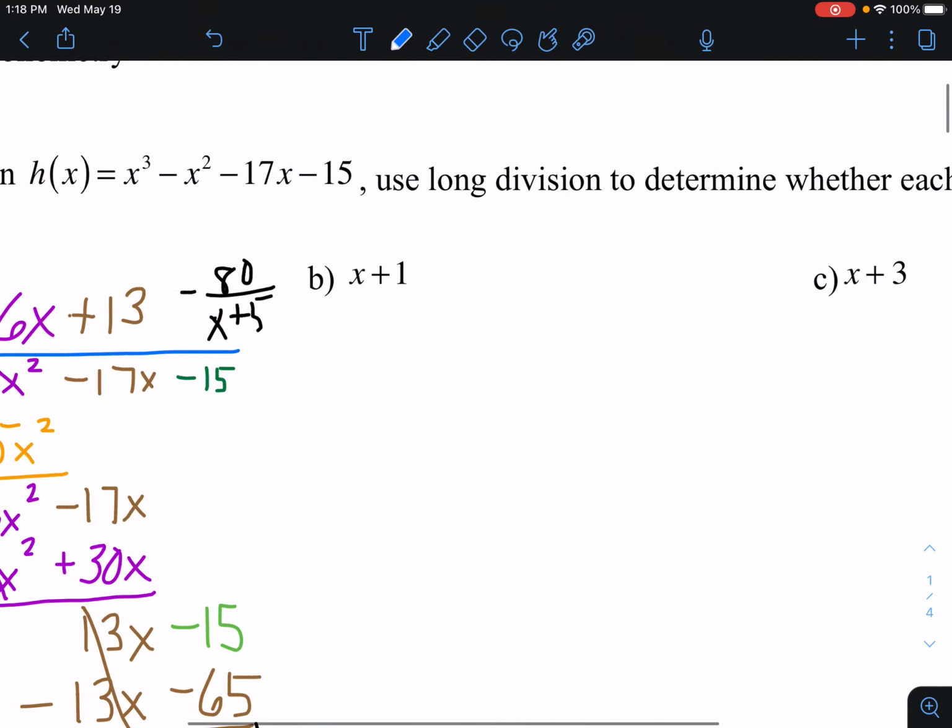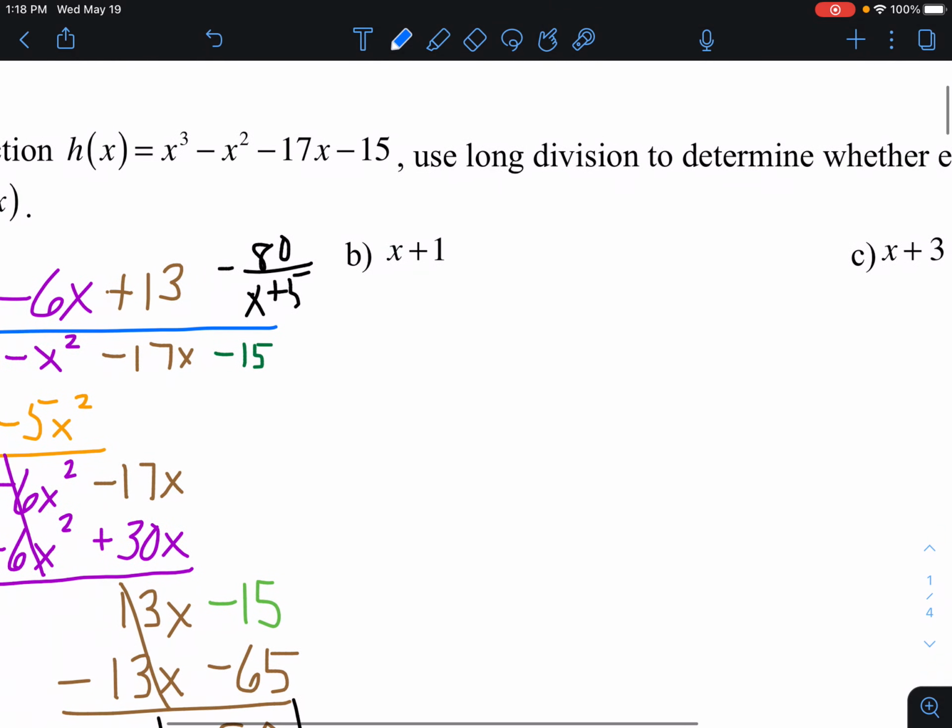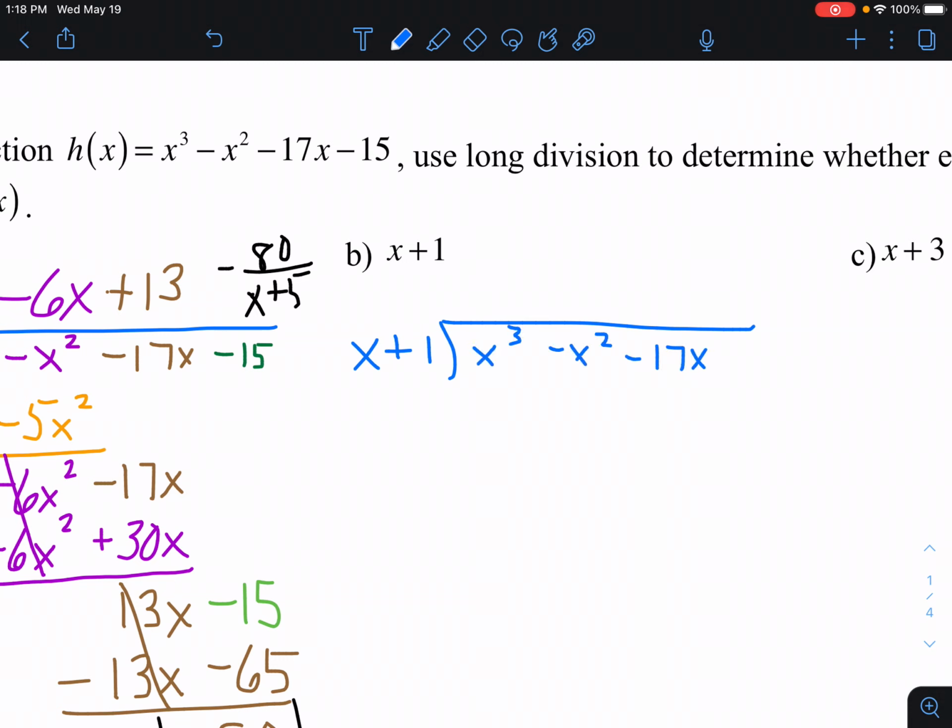Okay, let's try another one. Let's take x plus 1 now and see if that's a factor of h of x. So first term divided by first term, always. x to the third divided by x is x to the second.